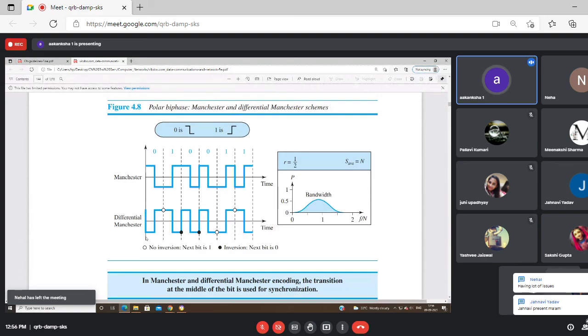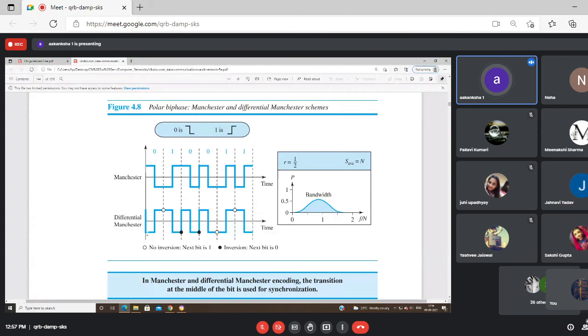So suppose in this bit I was sending low to high. Suppose there is no scheme like this, that for 0 it is high to low and for 1 it is low to high. But differential Manchester says you will have to invert the level or invert the polarity only when the next bit is 0. So suppose this was going on, negative to positive. If the next bit is 1, it will remain at the same level, but in the middle of the bit it will do a transition from high to low.